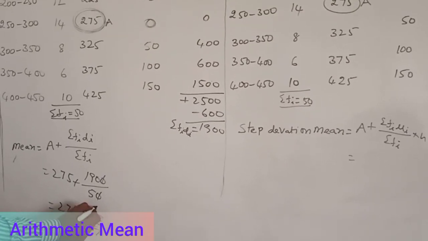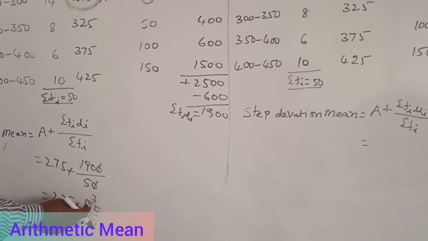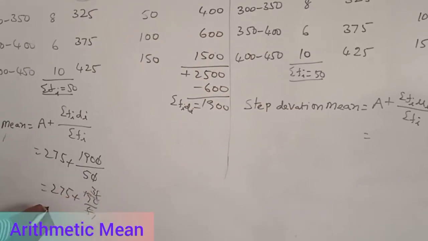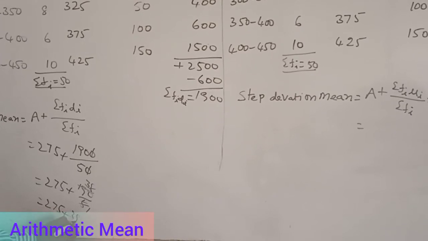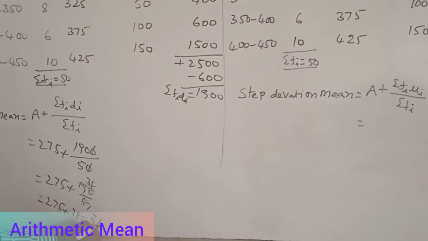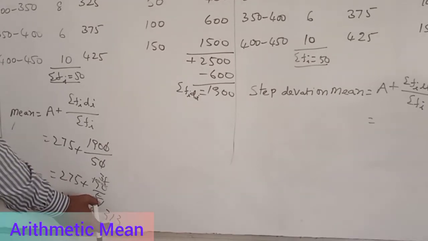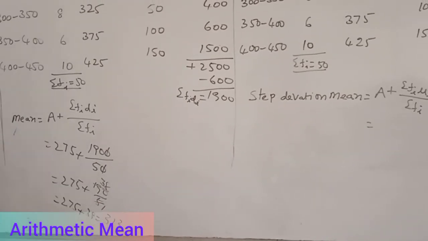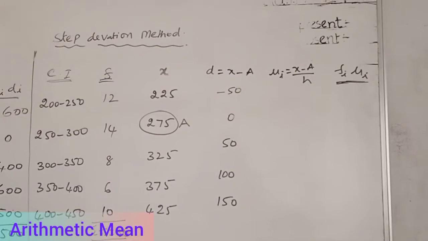5 ones are 5, 5 threes are 15, the balance value is 4, 40, 5 eights. So 275 plus 38 is equal to 330. So by the assumed method, the mean value is 330. The direct method also gave 330. Here, the step deviation method.